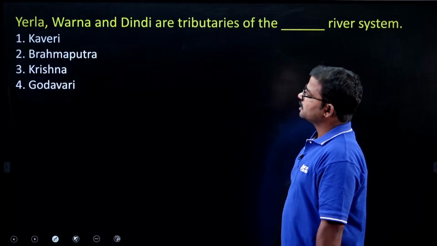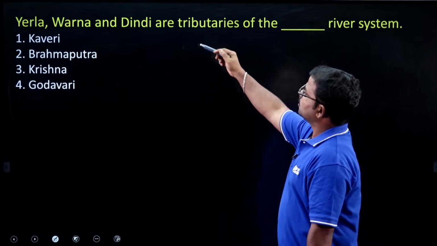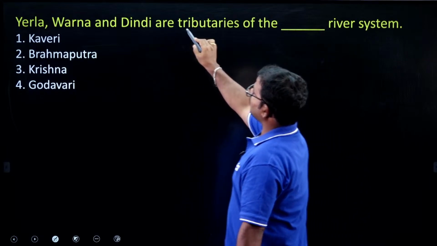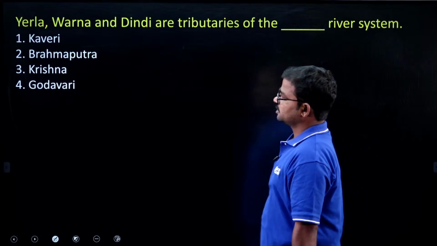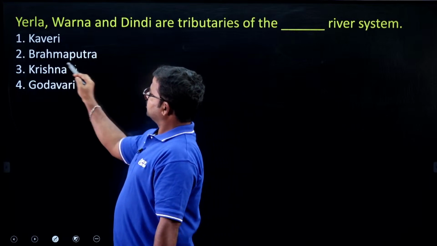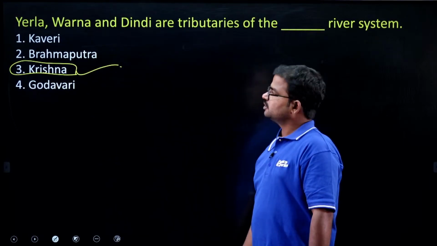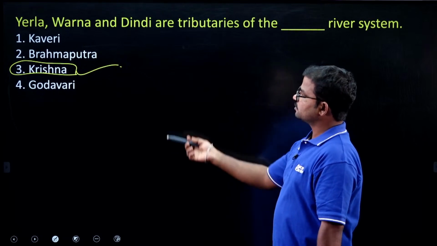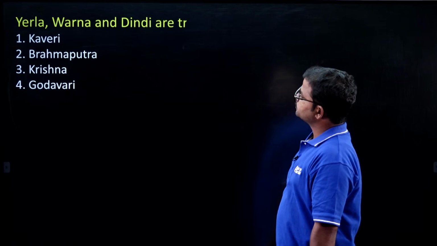Next one, Erla, Varna and Dindi. Dindi are tributaries of the dash river system. So Kaveri, Brahmaputra, Krishna, Godavari. So Krishna, option 3, is the right answer. Mostly these tributaries exist for the Krishna.